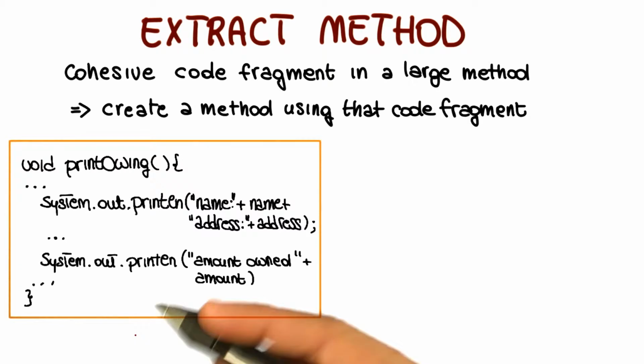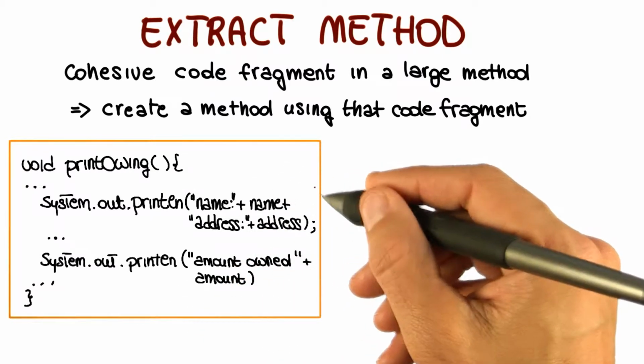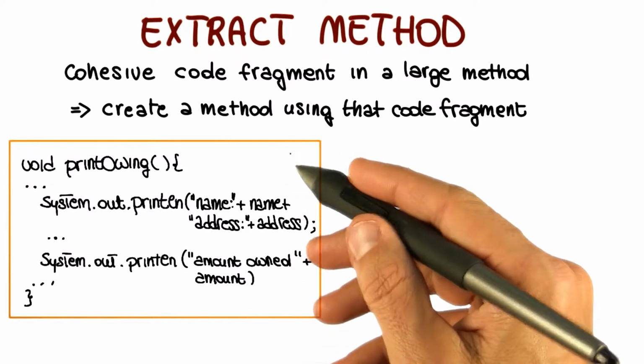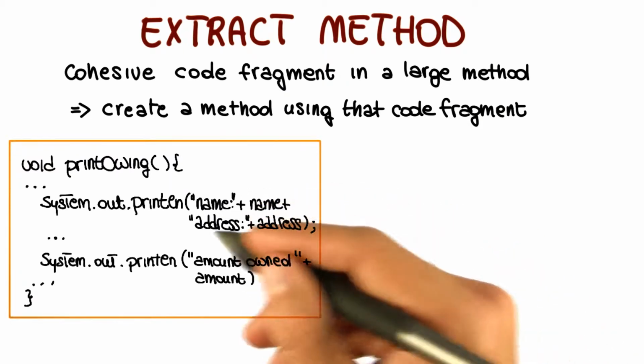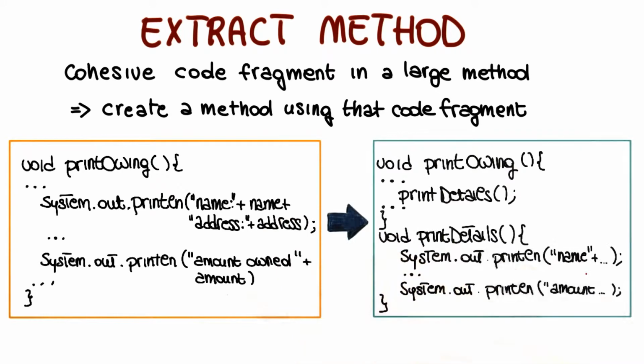So what I could do in this case to simplify the method is to transform this set of statements. They're cohesive in the sense that they do just one thing. They just print these details into a method, and then I replace the statements with a call to that method, which is actually something similar to what we did as part of some of the previous refactorings. Here I'm showing the result.